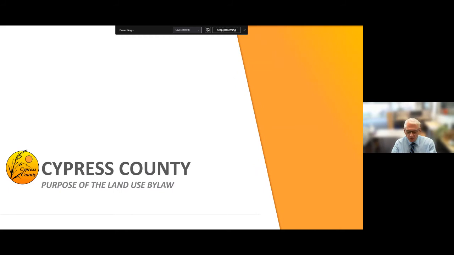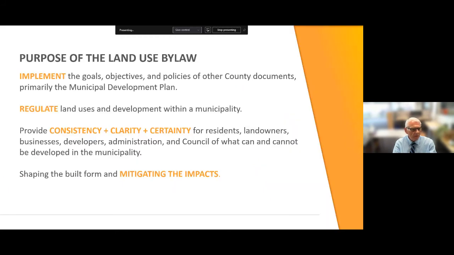Well, let's take a look at the land use bylaw and its purpose. As I mentioned, it is about implementing the goals, objectives, and policies that are in the municipal development plan. And how do they do that? They do that through districts and through regulation. What are the rules to follow when it comes to land uses, where those land uses are located, and how development is going to occur in Cypress County?